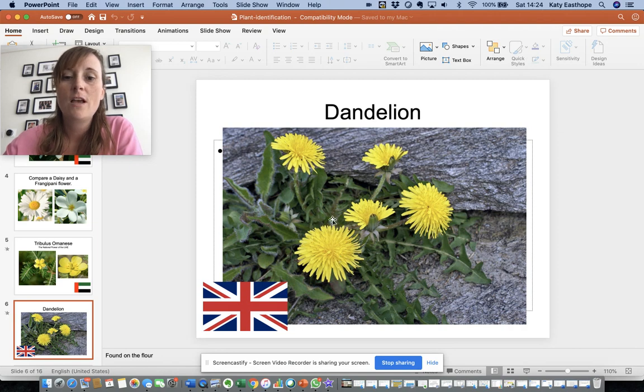Now these ones are special. When they die off, all these yellow bits here turn into white. They turn white and you can blow them and they fly away. Sometimes called fairy plants. So we can see, just like the daisy, we've got lots and lots of long petals on here. What colour are they? That's right, they're yellow. They've still got a stem, they've still got leaves.